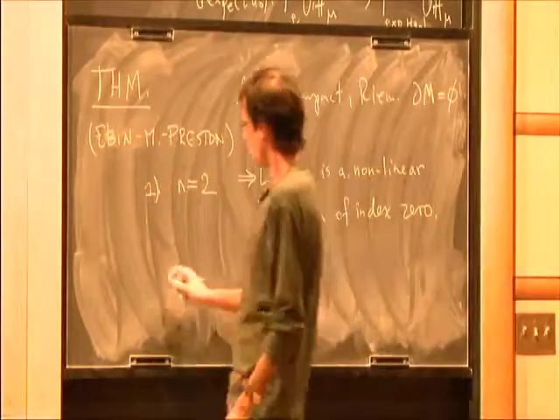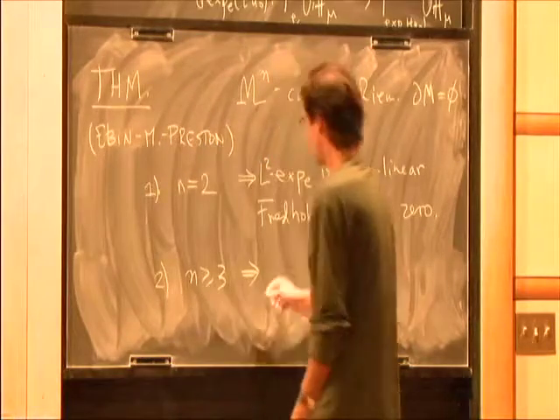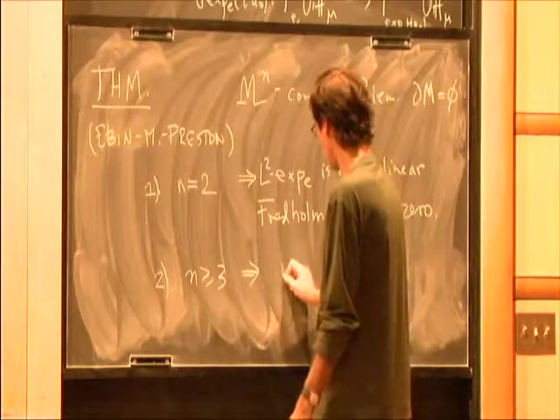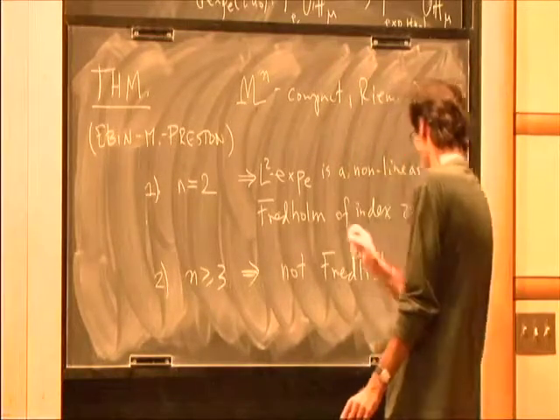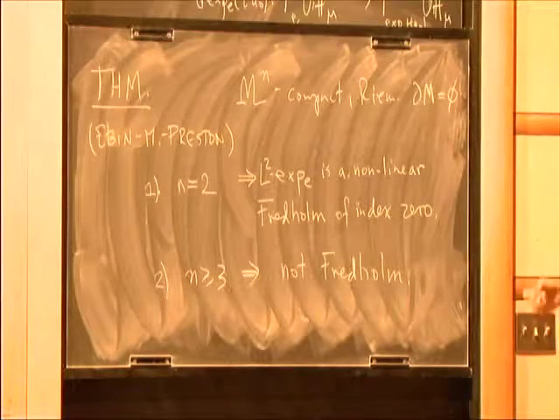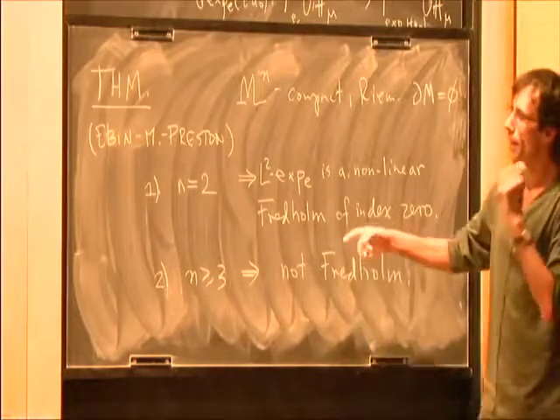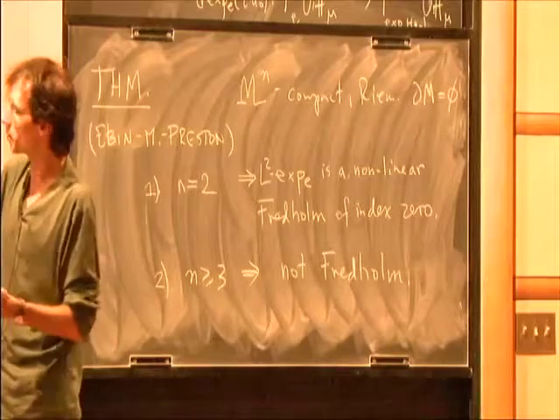If n is greater than or equal to 3, then no such luck. In general, no Fredholmness. So this distinguishes two-dimensional and three-dimensional hydrodynamics. What this says is that none of these pathologies happen. There is just one type of conjugate points by dimension count.